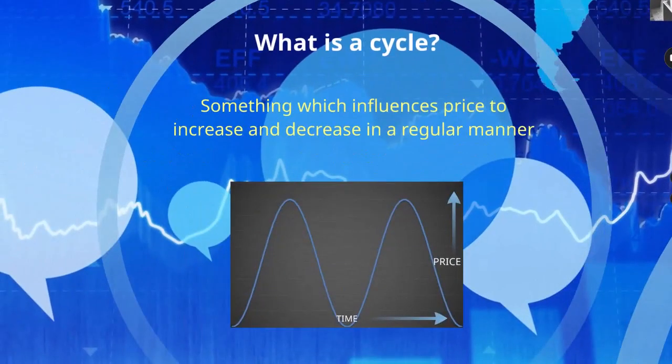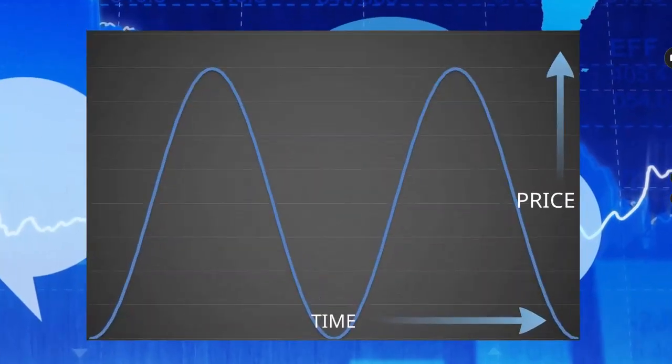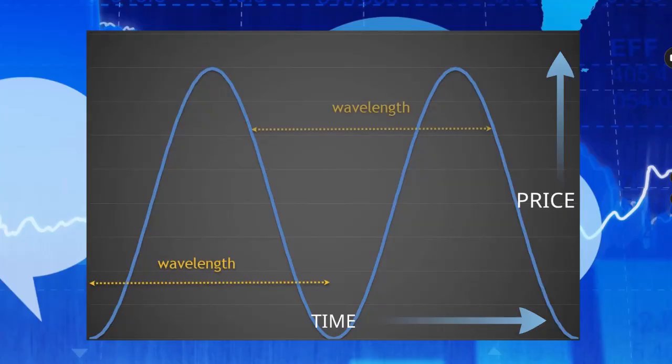Let's start off by discussing what a cycle is. I've already mentioned this in an earlier video when we were discussing the FLD, but I'm going to quickly go through it again because it is important that you understand the basics of this information. A cycle is effectively something which influences price to increase and decrease in a regular manner. We have our time axis running along the bottom of the chart, and the price axis is of course the y-axis, or running vertically. We measure the wavelength by measuring any 2 points that are in the same phase in the cycle, and we measure our amplitude by the amount of upward movement.